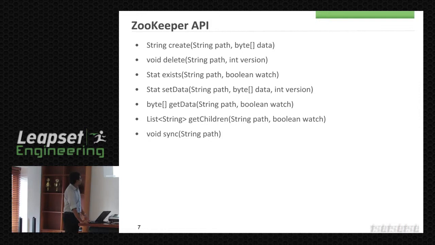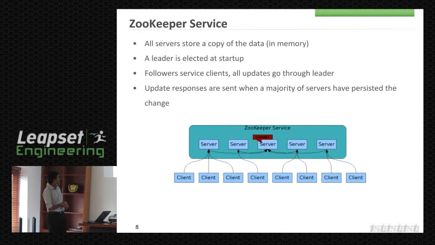So getData is you will get the data, and getChildren: what are the children nodes of this particular parent node? And sync. Sync is kind of important. Zookeeper does not guarantee, for example, that when one node writes, at the same time every node will see the change. So in that case, clients can use this sync call. So the client can wait for some time, and then after some time he will get the updated data from the service.